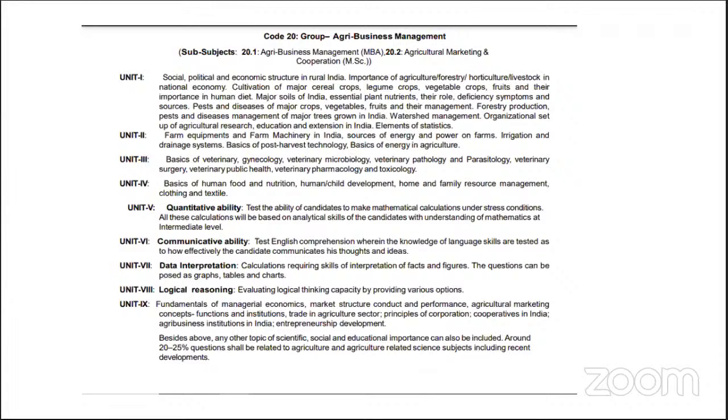If anyone needs this, I can share this PPT so that you can get this syllabus, and it will be easy for your preparation. So as I told, that is nothing but the socio-political and economic structure of India, and forestry and everything.